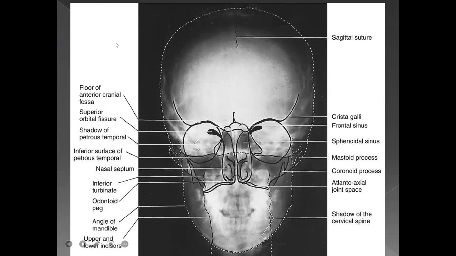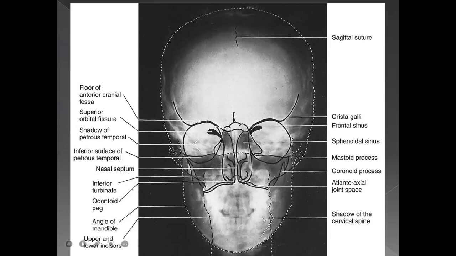If you're lucky, you can see the sagittal suture, the crista galli, the frontal sinuses over here, although in my opinion, they look quite opacified and it does not look very clear in this X-ray. Posteriorly, you might think that this is the superior concha, but it's actually the sphenoidal sinus over here. Again, because of superimposition, differentiating between these two structures might be a bit difficult. You have the mastoid process posteriorly over here, coronoid process over here. The condyles are not very clear, unfortunately, in this view.